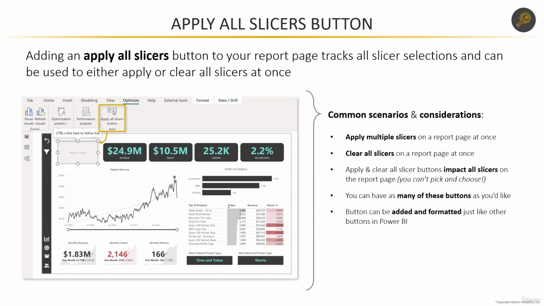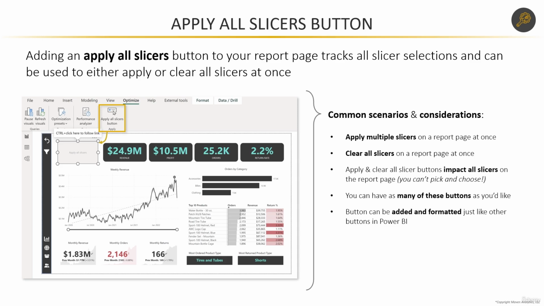It's really just an all or nothing approach. Now, some of the other important pieces to consider here are that you can actually have multiple apply all or clear all slicer buttons within a page. And this comes in really handy when you want to add them in different locations or add to a filter pane that's collapsible, like we built in this project. And these buttons can be formatted just like any of the other buttons in Power BI. So feel free to get as creative as you want and match this apply or clear all slicers button to your report theme and layout.